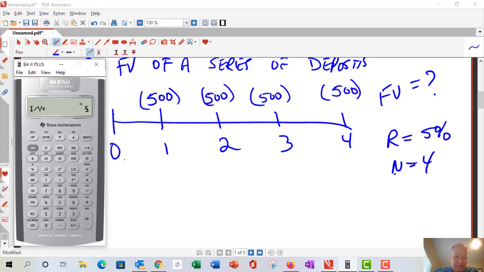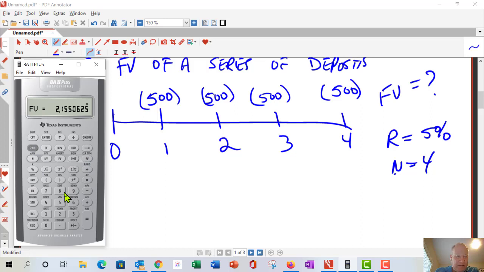Okay, now I have a payment amount of 500. I'm going to enter that as an outflow. I'm saving that money, so I'm going to enter a negative in front of there. Okay, so that's my payment. If I clear everything, there should be a 0 in for present value. If you want to hit 0 in present value, you can. And now I'm ready to compute, so I'm going to hit compute and my future value.